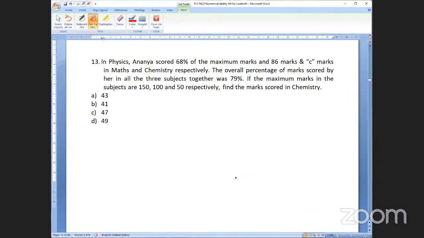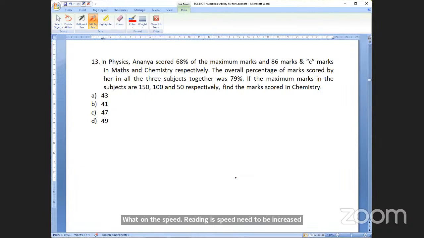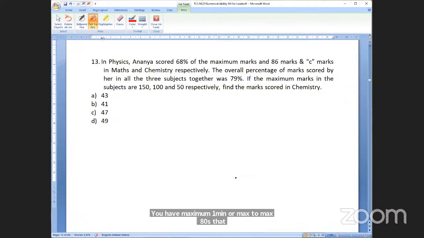Work on the speed. Reading speed needs to be increased. You just can't keep it like that. You have maximum 1 minute or at most 80 seconds that would be given to these kinds of questions. We know if time is there, we would be able to solve it.